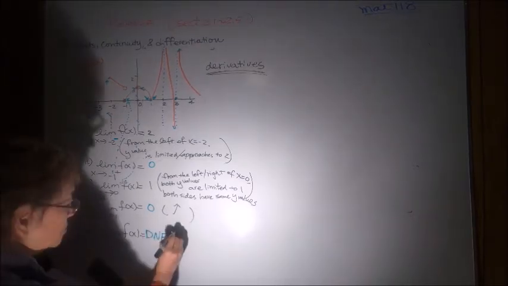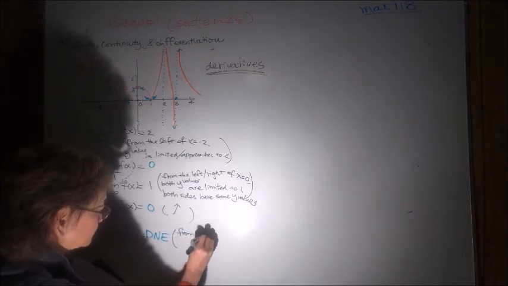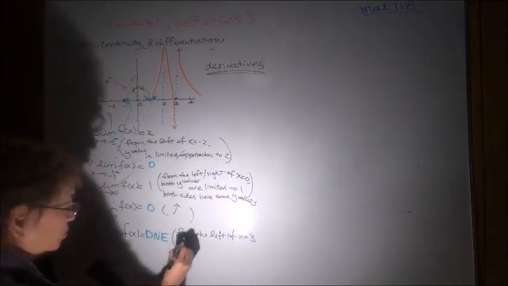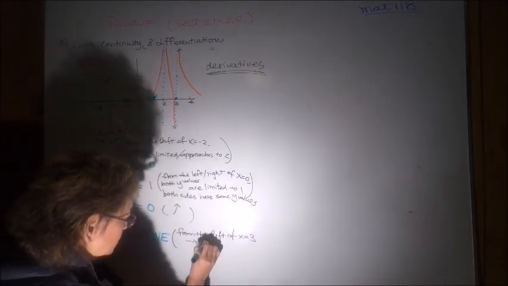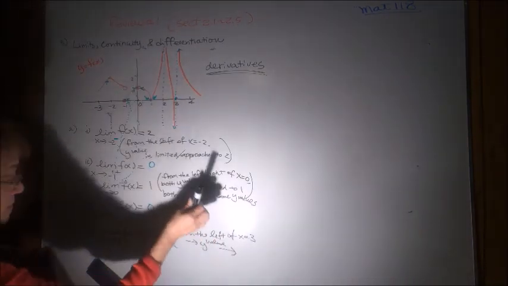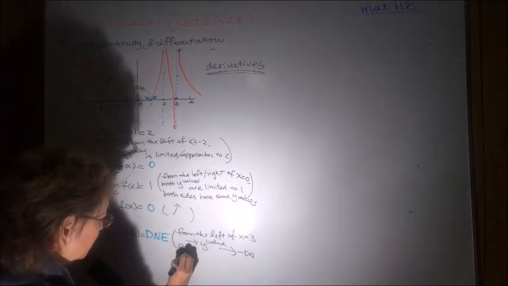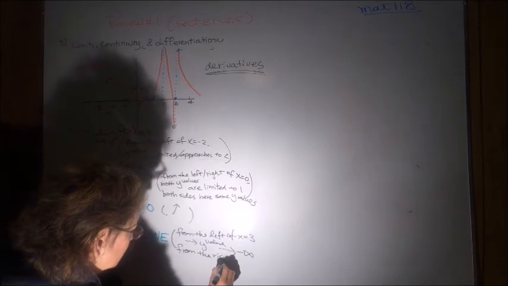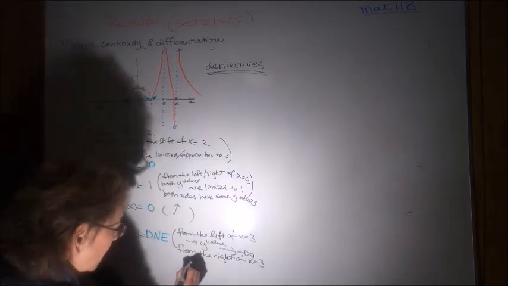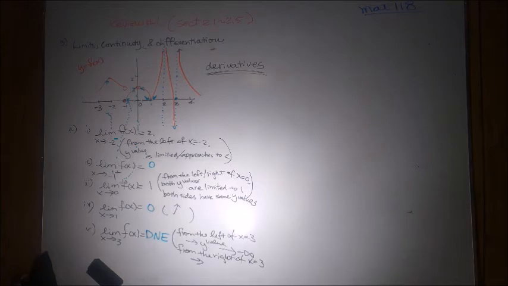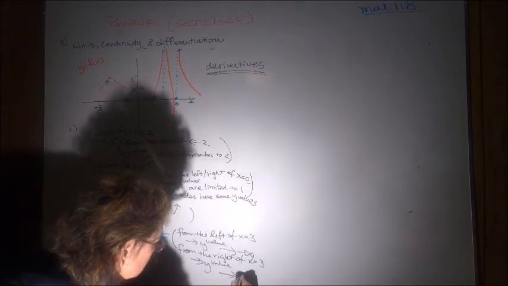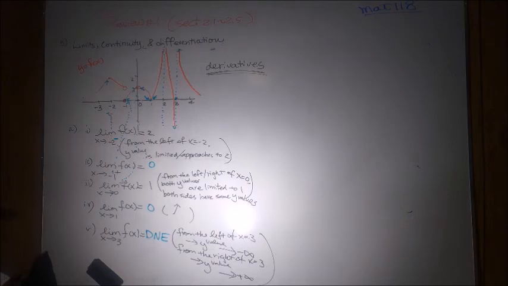Okay? So this one, from the left hand side of x is 3, what happened to the y value? Y value is what? Goes to the left hand side, goes to negative infinity. Then from the right hand side of the value, x is 3 at the point of time, then the y value approaches positive infinity, right?